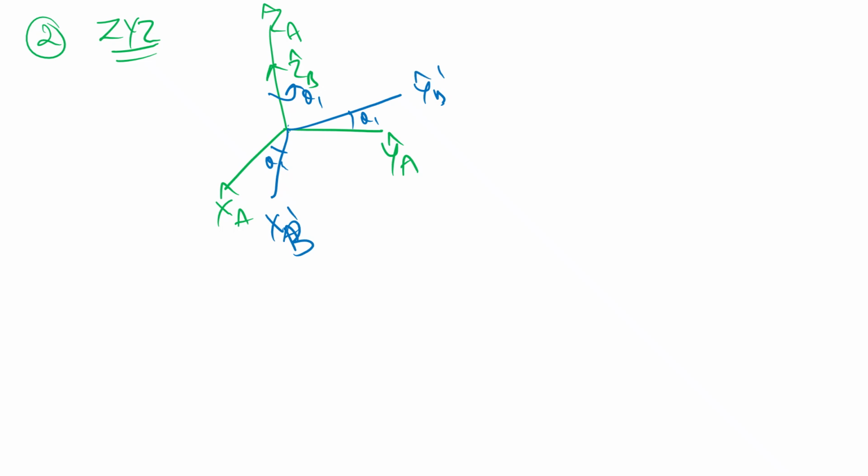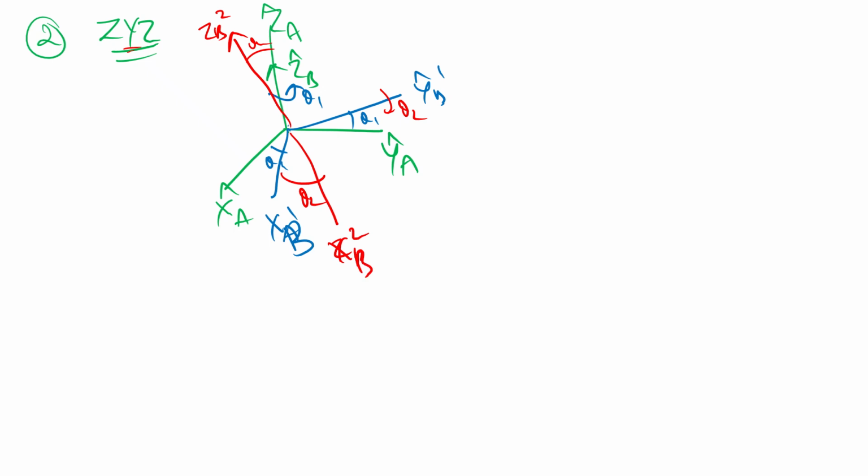Okay, so this angle is theta 1. What is next as per the picture? Next one is Y. So where is Y? Here, YB1. So you have to rotate along YB1 by theta 2. So theta 2 means, so this will be theta 2. This one is ZB2. Okay, so this one is theta 2, which is XB2.